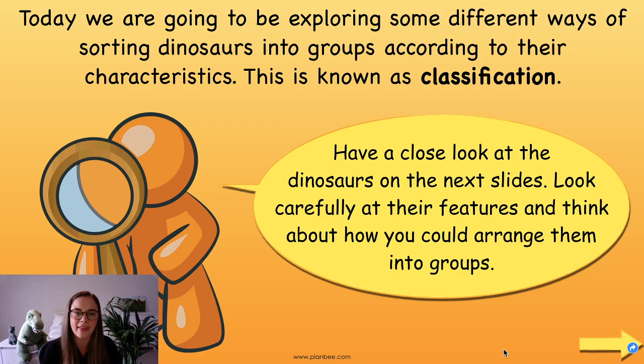Look carefully at their features. Think about how you could arrange them into groups. So how could you classify the dinosaurs on the next page? Think about comparisons, what's similar, what's different. So some of you were saying that the Diplodocus walks on 4 legs, whereas the T-Rex only walks on 2. Some really good ideas. So let's have a look at the next slide.